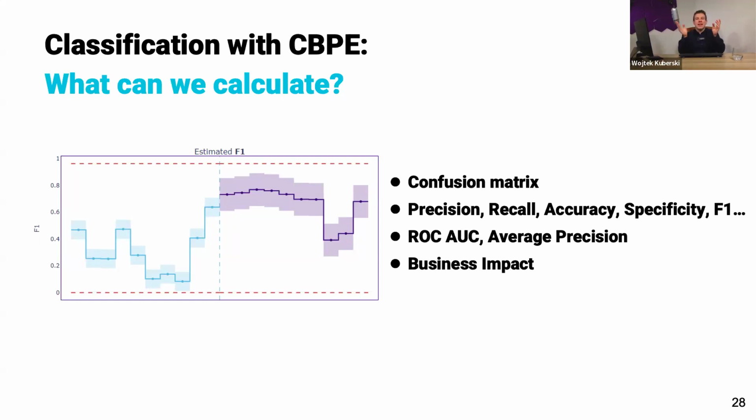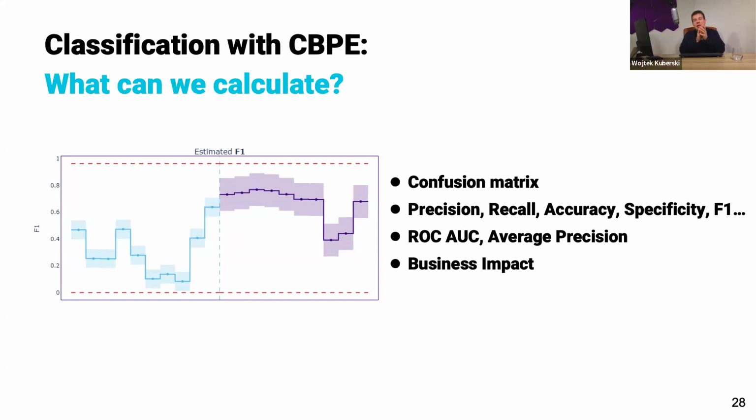So basically, you will change the thresholds, you will get different confusion matrices, and then we construct a curve such as the ROC curve. We can also get those metrics, so ROC-AUC, average precision, etc. And the last thing we can get, similarly actually to DLE, is the business impact.